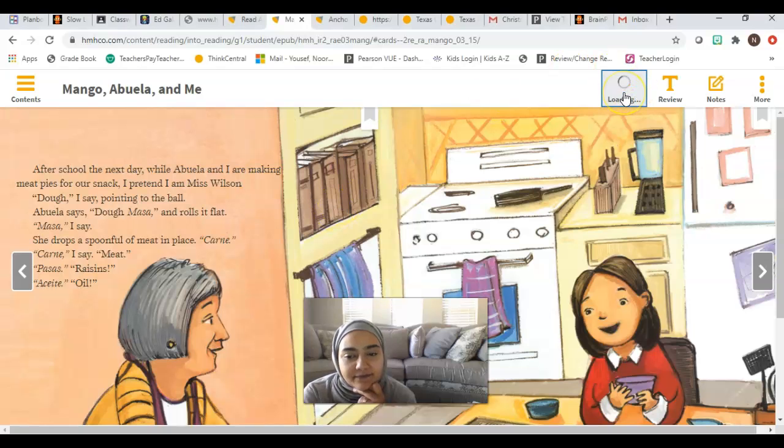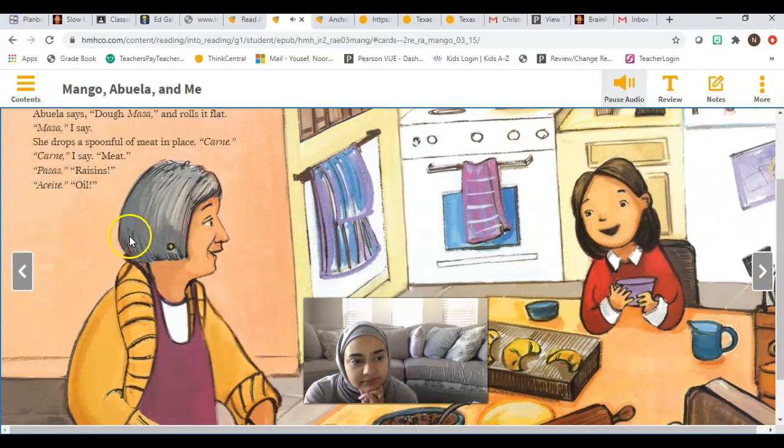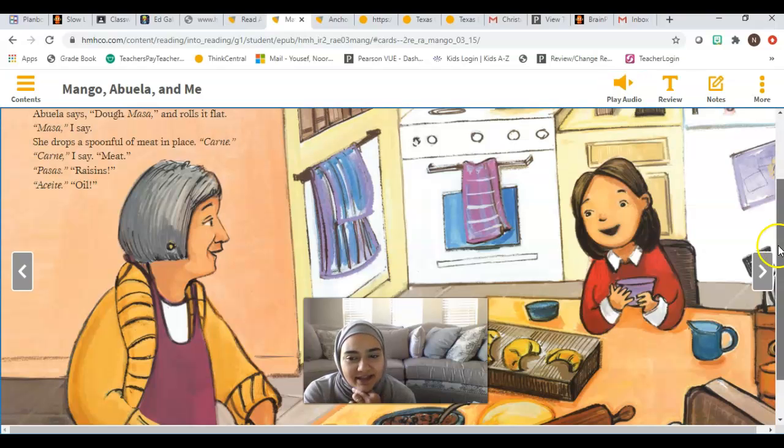After school the next day, while Abuela and I are making meat pies for our snack, I pretend I am Miss Wilson. "Dough," I say, pointing to the ball. Abuela says, "Dough, masa," and rolls it flat. "Masa," I say. She drops a spoonful of meat in place. "Carne." "Carne," I say. "Meat." "Pasas," raisins. "Aceite," oil.